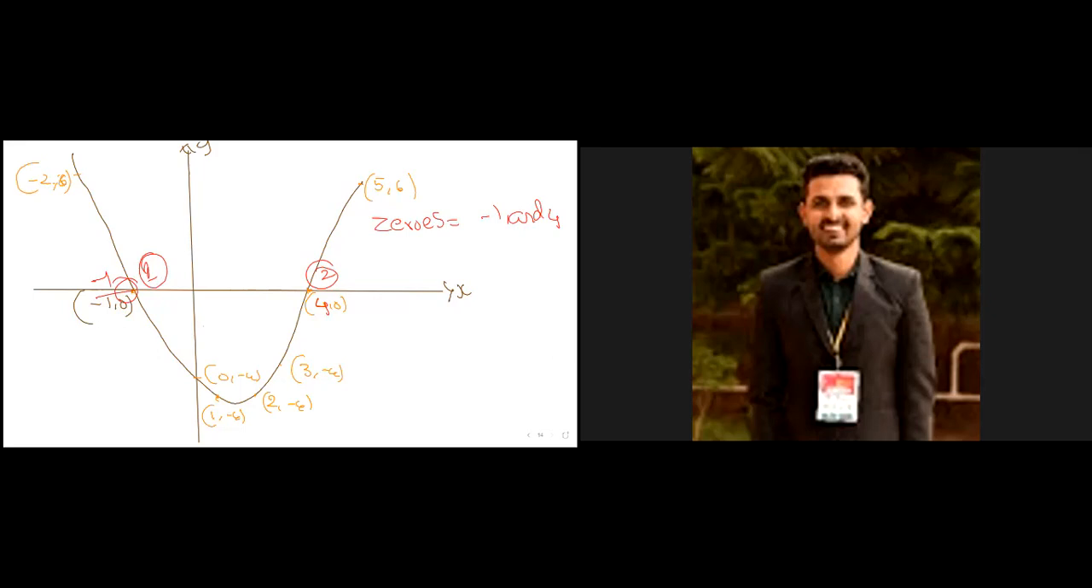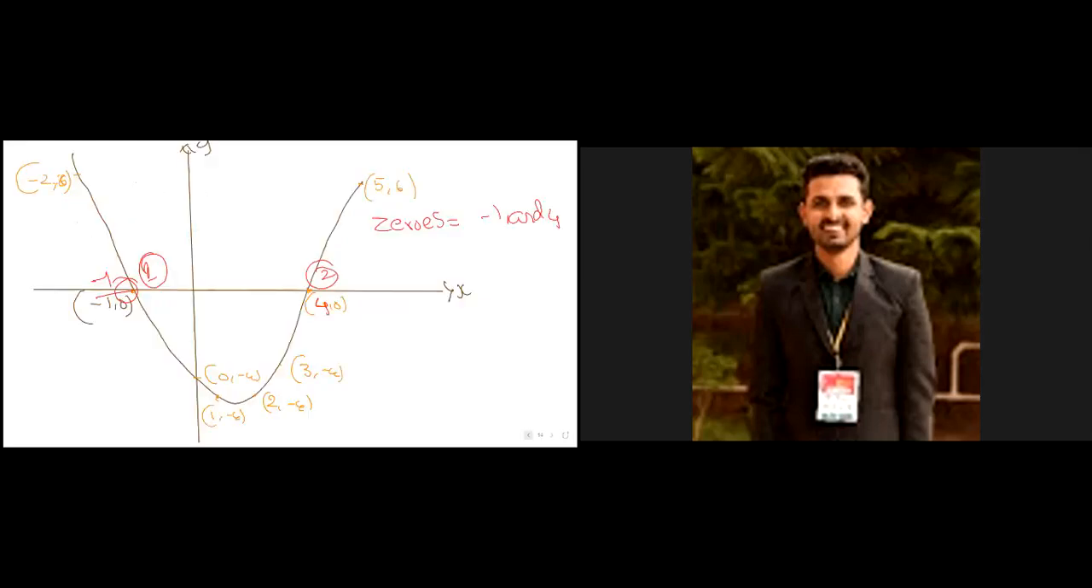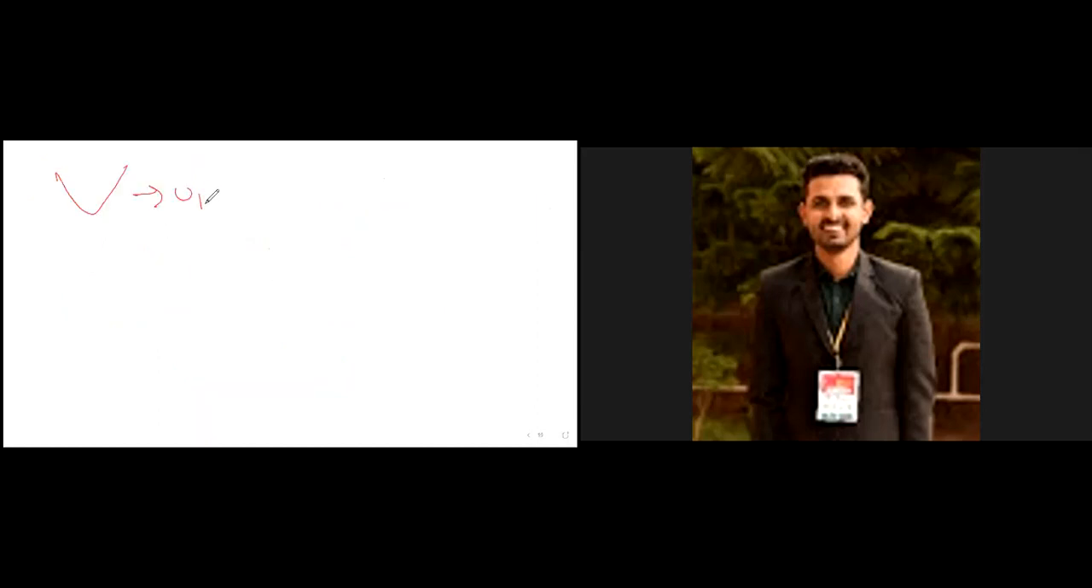Also, when you're taking a quadratic equation, you get either this kind of graph. These kinds of graphs are called a parabola. Remember this word, parabola. So this is an upward parabola, and if we obtain this kind of graph, then it is a downward parabola.